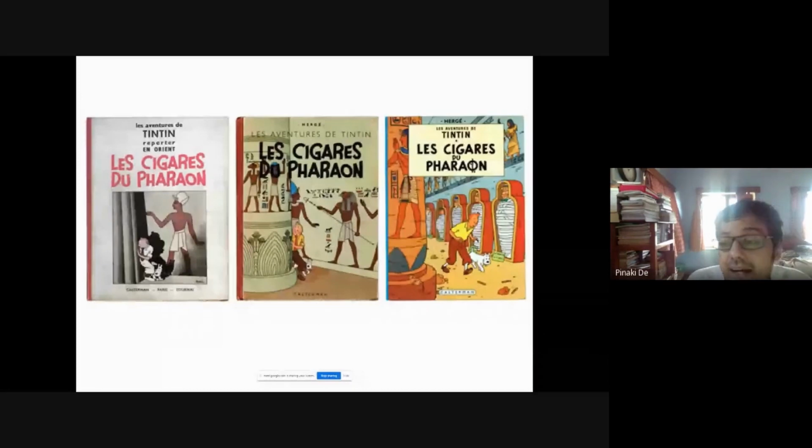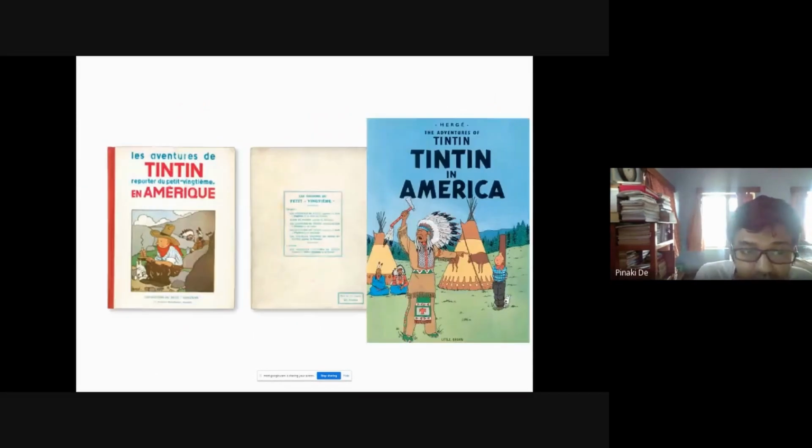So look at, say, Cigars of the Pharaoh. So this is the first version, black and white. This is the second version, and this is the version that you see today. This is the book that you buy today. But these are the versions that are there. Now, if you look at, say, this is Tintin in America. This is the first version. This is the color version. This is the book that you buy today.